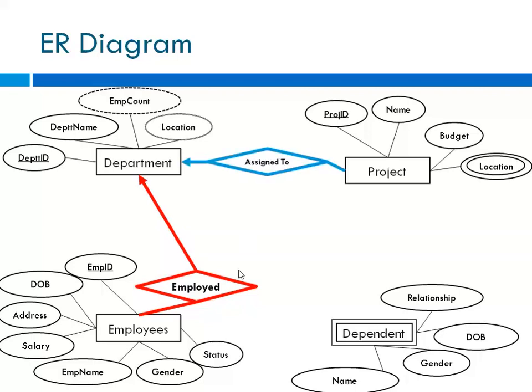Next relationship is between department and project. One department can be assigned multiple projects. So the relationship is assigned to, and the department can be one and projects can be many. Next relationship is supervises. One employee can be a supervisor to multiple employees. So this relationship is between employees table. Employee will be the main table and employees again will be the dependent table.